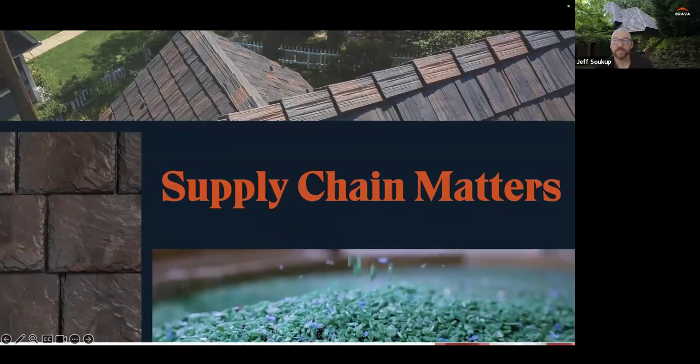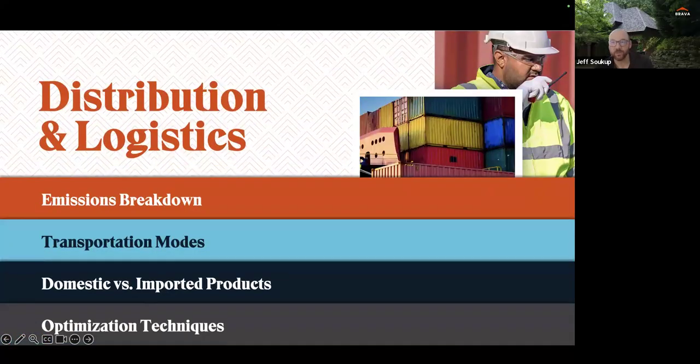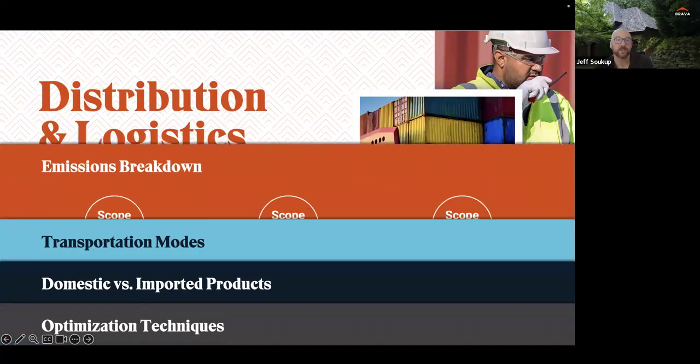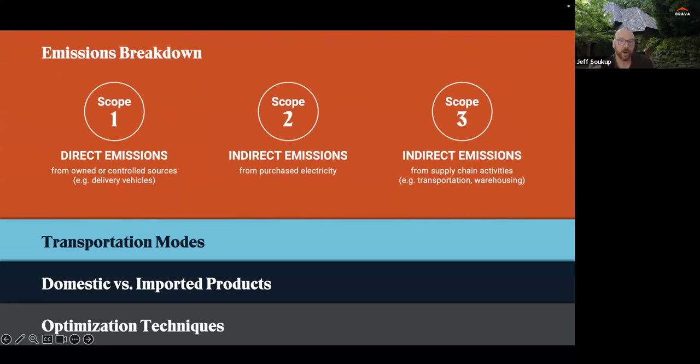Looking at some developments in supply chains. So this is where a lot of our emissions come from, distribution and logistics. So accounting for our emissions, there are three types or three different emission scopes. You'll hear them referred to as scope 1, scope 2, and scope 3. 2 and 3 are indirect emissions. Scope 1 is direct emissions.